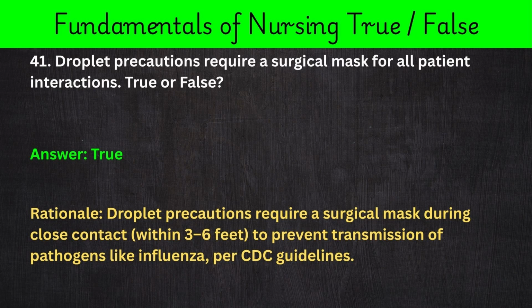41. Droplet precautions require a surgical mask for all patient interactions. True or false? Answer. True. Rationale. Droplet precautions require a surgical mask during close contact, within 3 to 6 feet, to prevent transmission of pathogens like influenza, per CDC guidelines.